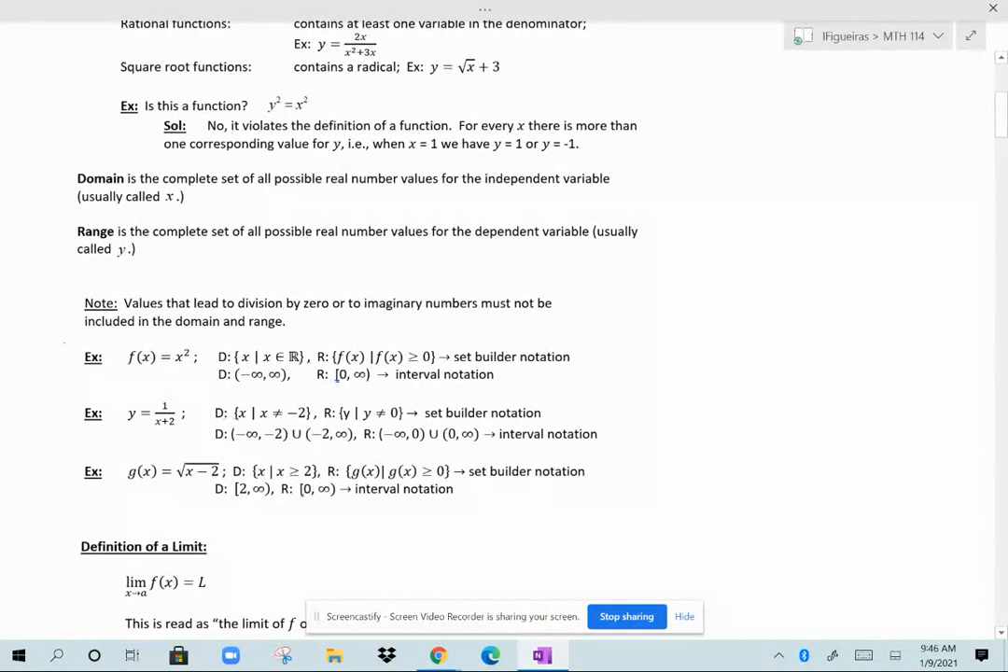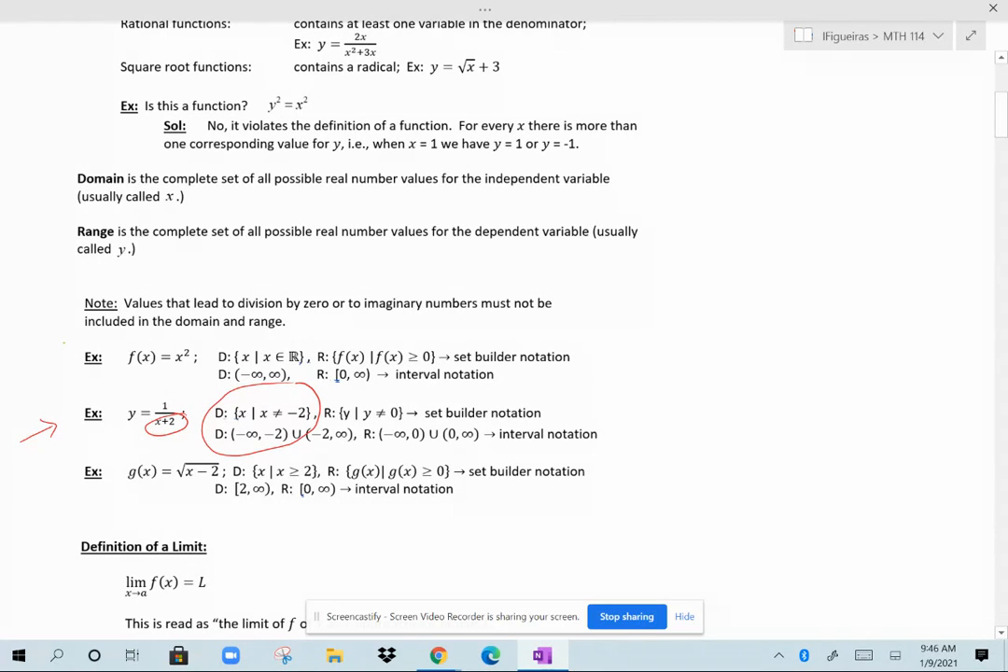In the next example, this is a rational function. Oftentimes with rational functions, you do have a restriction on the domain because you want to avoid values of the independent variable that result in division by 0. In this case, when x is negative 2, this would be undefined. So your domain is the set of all x such that x is not equal to negative 2.